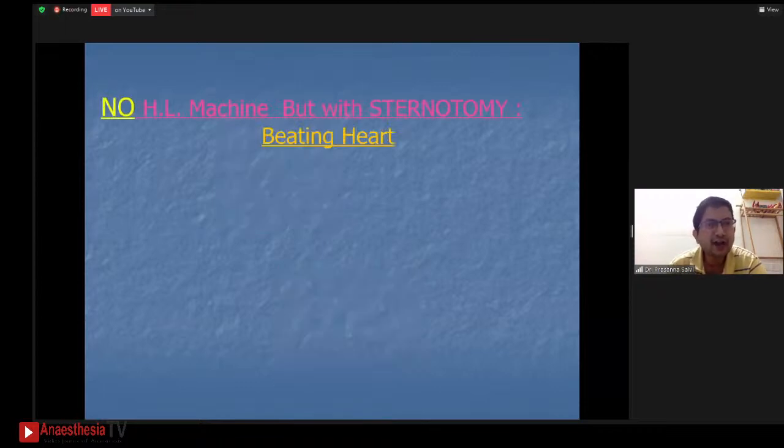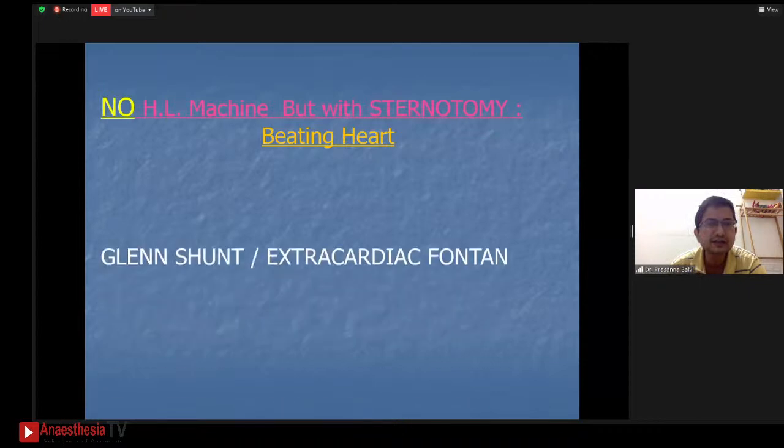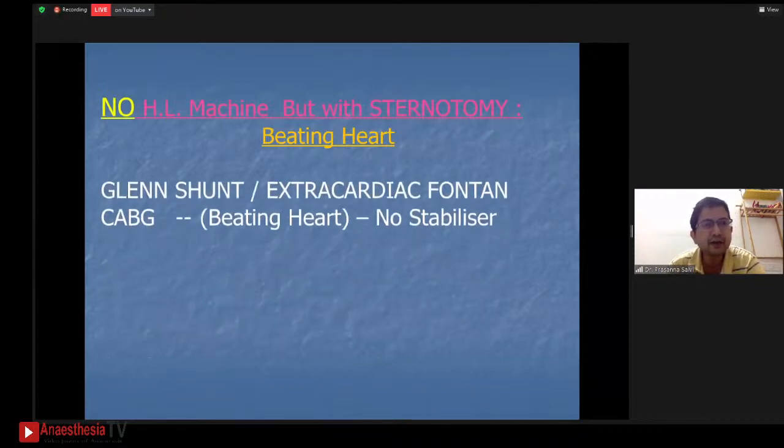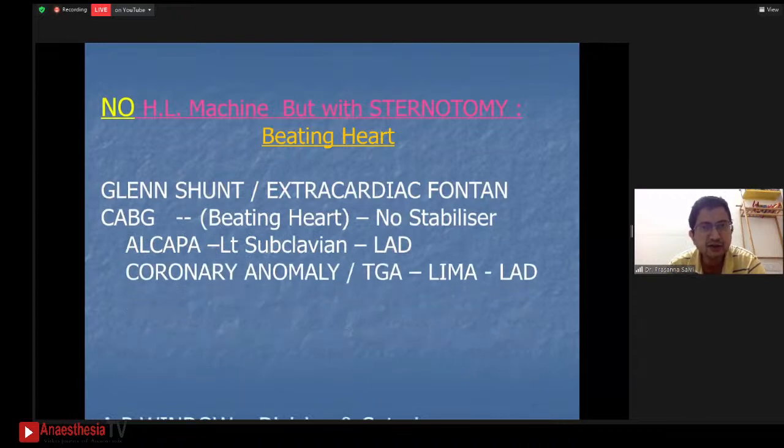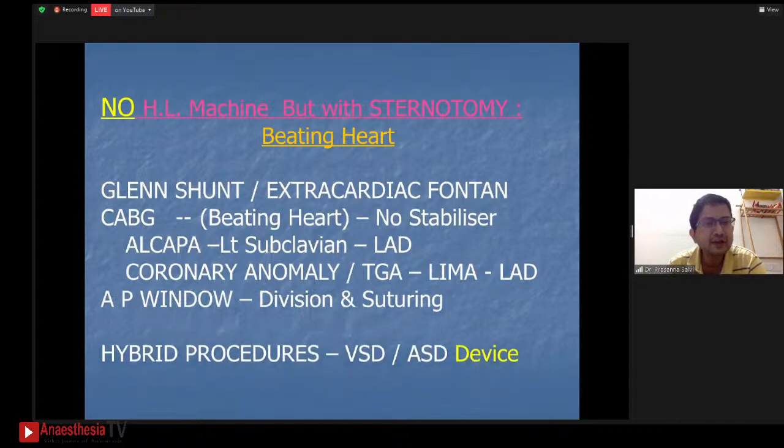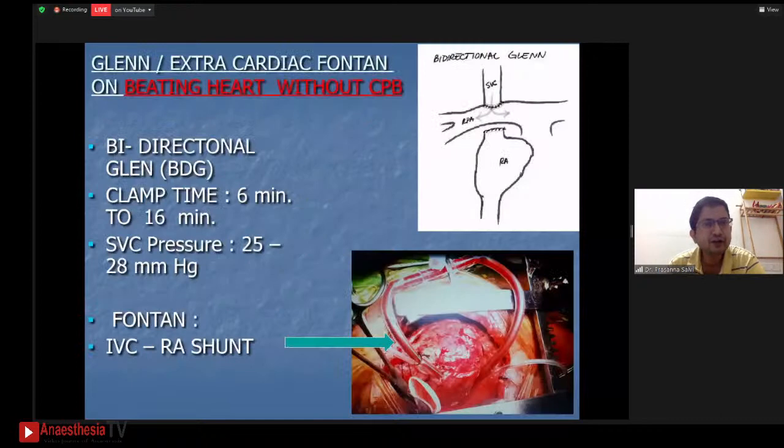These are small incisions, usually just an inch or 1.5 inches. As I said before, we are now extending our minimally invasive criteria to cases where we operate through a small sternotomy, but with no heart-lung machine. We have done single ventricle procedures, all 3 stages, the PA bands, a CABG, and an ALCAPA, that is the anomalous left coronary artery. We have also tried on-off pump for an AP window, and hybrid procedures like ASD and VSD, which I'll cover briefly in the next 5 minutes.